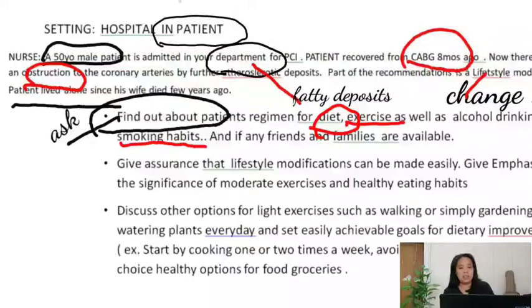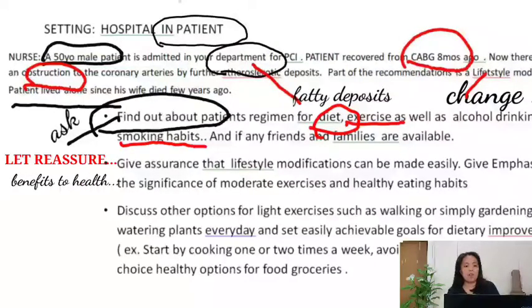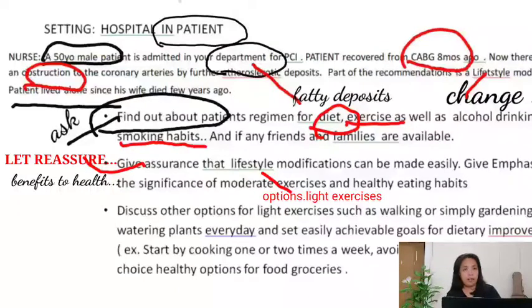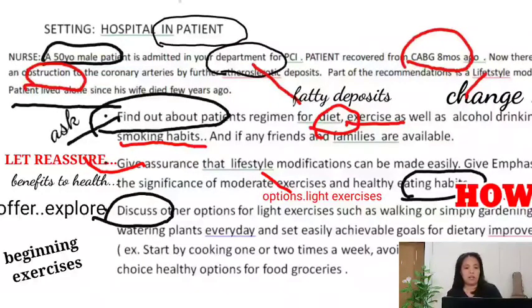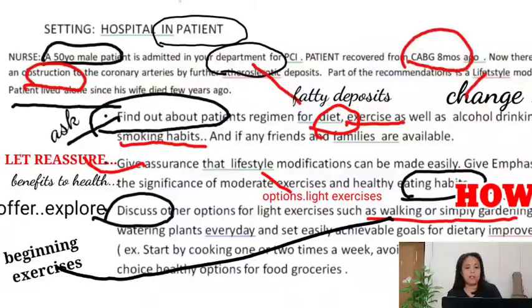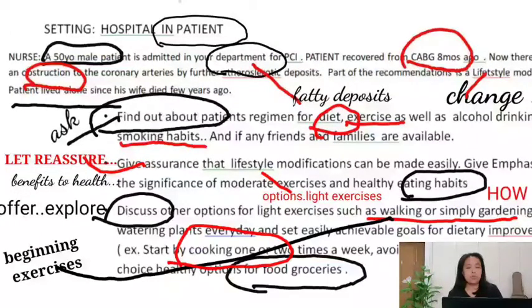The second task is giving assurance that changing the lifestyle will change his total condition. So here you give assurance. Emphasize the importance of moderate exercises and healthy eating habits here. It's also telling us to discuss other options for light exercises: walking, gardening. Put gardening here, watering plants. Also, here we will circle that we will advise him to cook and avoid unhealthy foods as well.